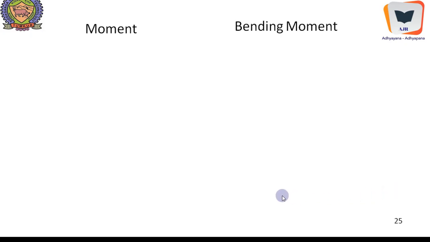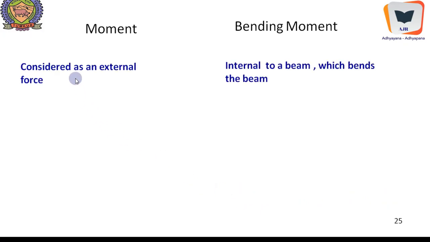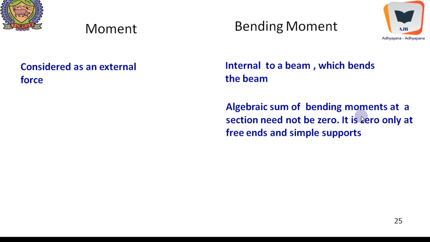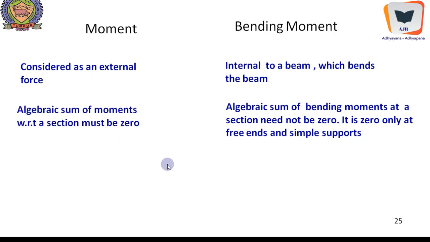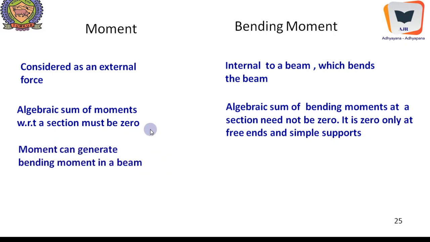So it's very important to realize the differences between moment and bending moment. Moment is considered as an external force, while bending moment is considered as purely internal to a beam, which bends the beam. The algebraic sum of bending moments at a section need not be 0. It is 0 only at free ends and simple supports, while the algebraic sum of moments with respect to a section must be 0 if they are simple moments, for the sake of equilibrium. Moment can generate bending moment in a beam, and the converse is really not achievable. From bending moment you cannot generate a moment.